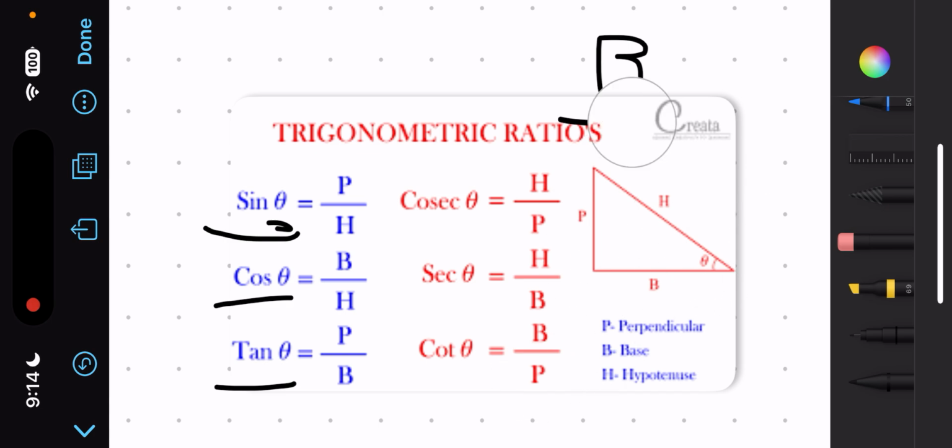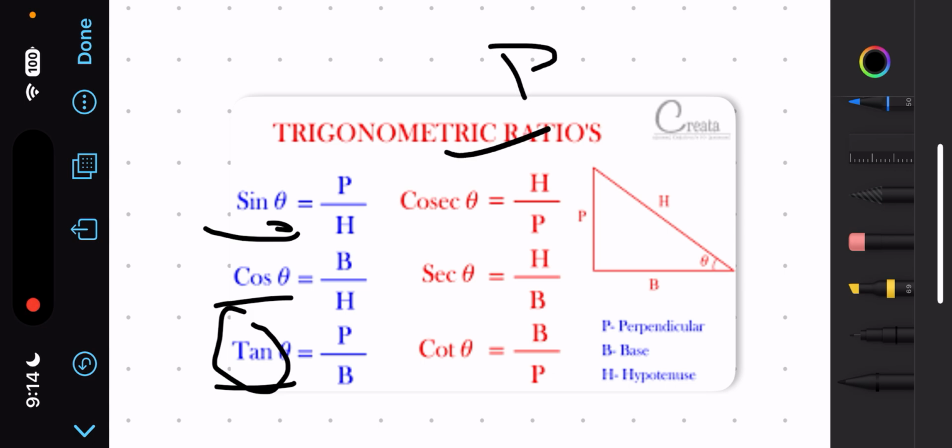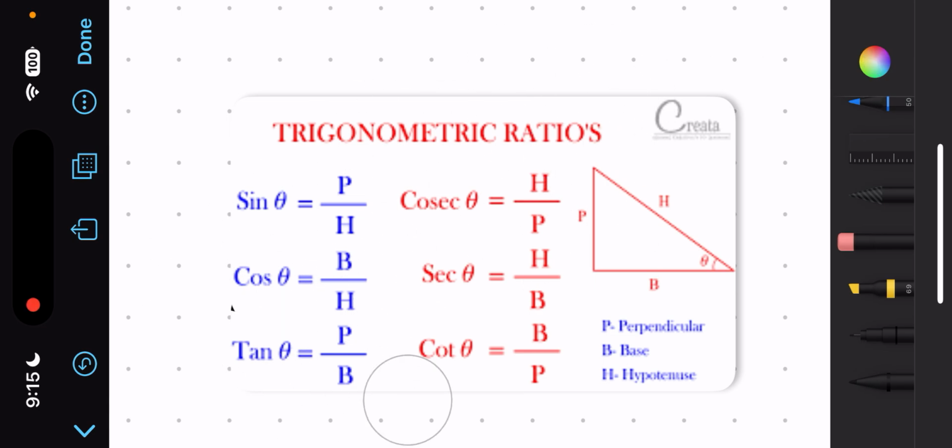Now after that we have tan. Tan stands for P upon B, which means perpendicular upon base. I hope that you understand these trigonometry ratios.